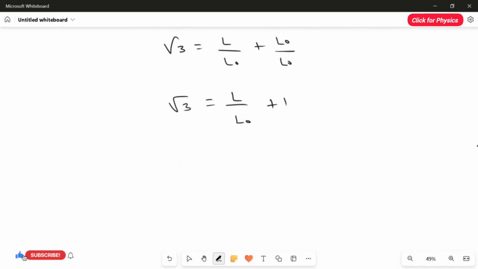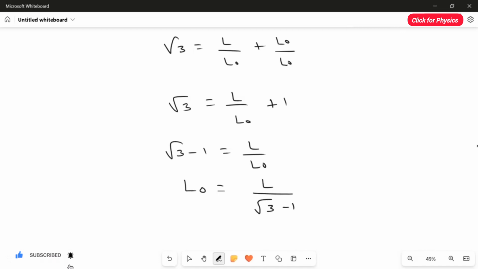So I'm going to move this term to the left-hand side: √3 minus 1 equals L over L naught. We have to find L naught, so I'm going to bring this (√3 minus 1) to the right-hand side denominator. By that, you will get L naught equals L over (√3 minus 1). So what is L? It is 10, so L naught is 10 over (√3 minus 1).